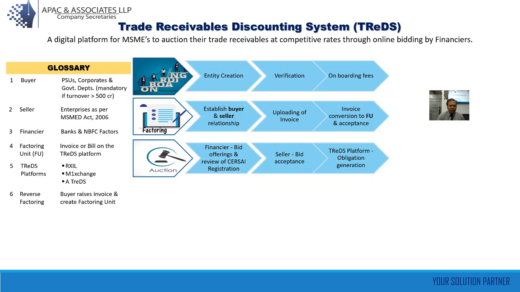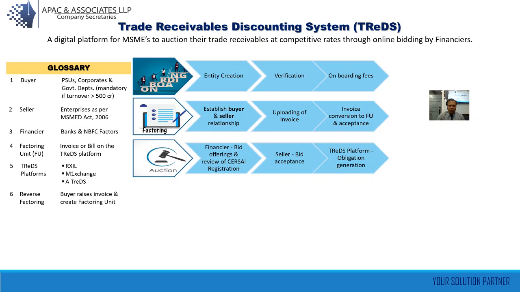The next step is the auction process. The financiers registered with the TReDS platform bid for this factoring unit, thereby providing a competitive bid environment as well as multiple choices for the seller to accept from. The all-in cost quoted by the financier will be available on the TReDS platform. This price can only be viewed by the MSME seller and is not available to other financiers.